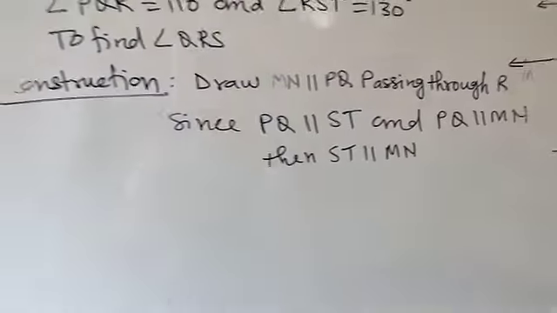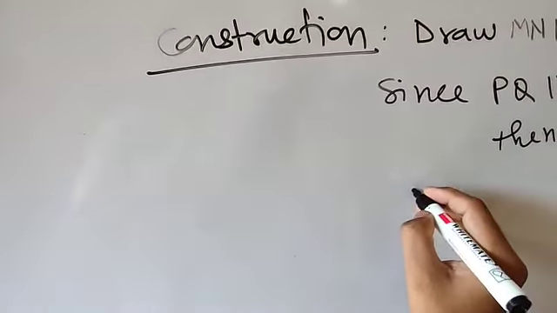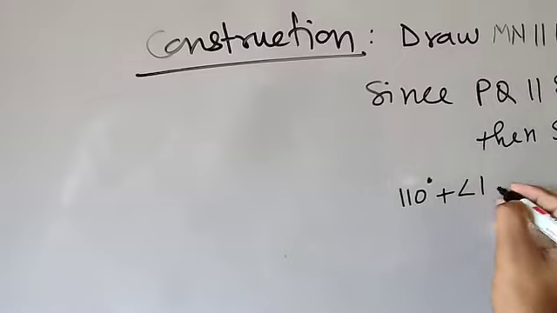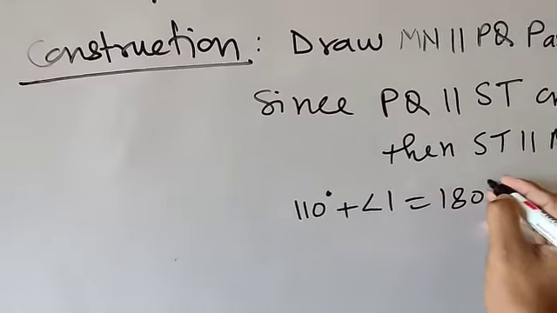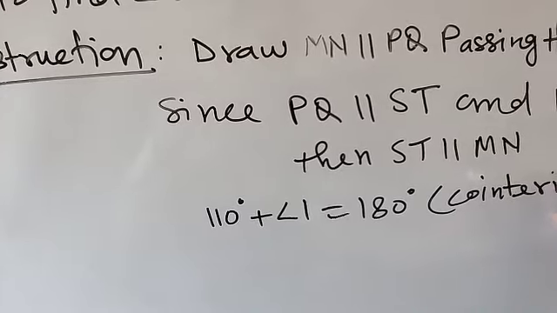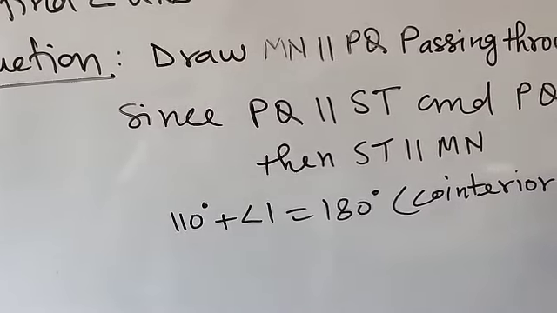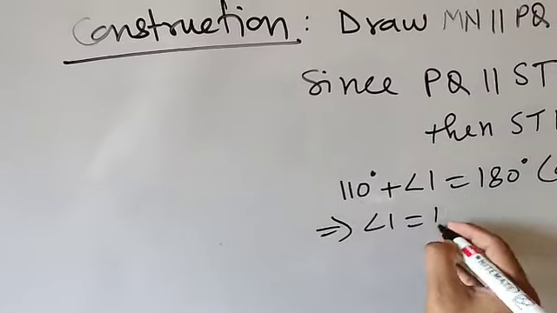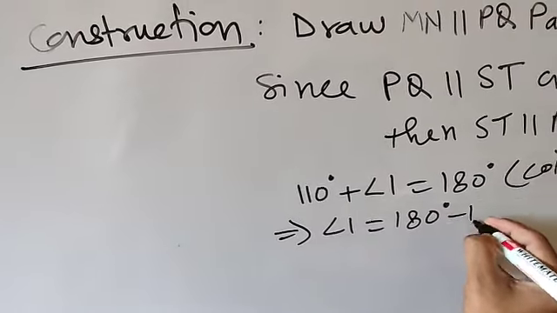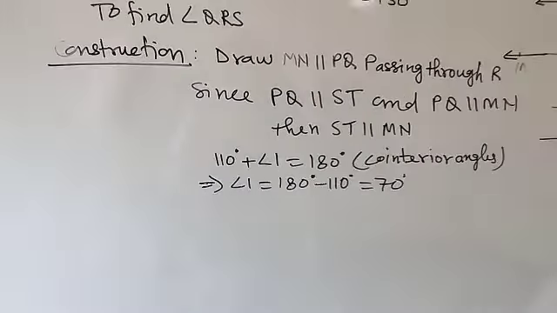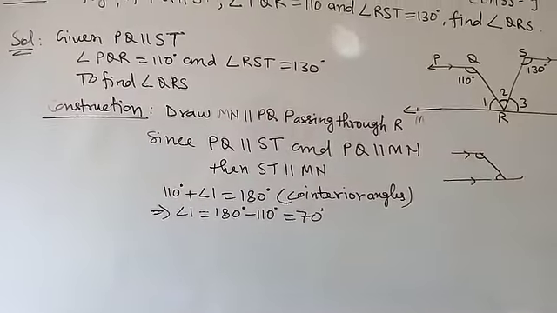So here we can write 110 degree plus angle 1 equal to 180 degree, reason: co-interior angles. So their sum will be 180 degree. Then angle 1 equal to 180 degree minus 110, that is equal to 70 degree. So here I got the value of angle 1, that is 70 degree.